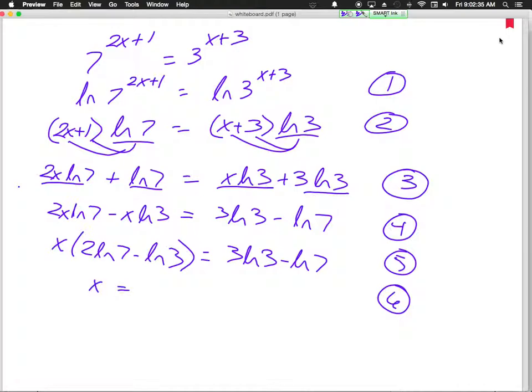Step 6 is divide. So 3 natural log of 3 minus the natural log of 7 over 2 natural log of 7 minus the natural log of 3. And then we plug it in our calculator, and how many decimals do we want? 3. So, what's the best way to put that in your calculator? What are we going to do to get started? We're going to do control divide. We're going to put this in the top. We're going to put this in the bottom, and then we're going to press enter. So somebody do that for me real quick.